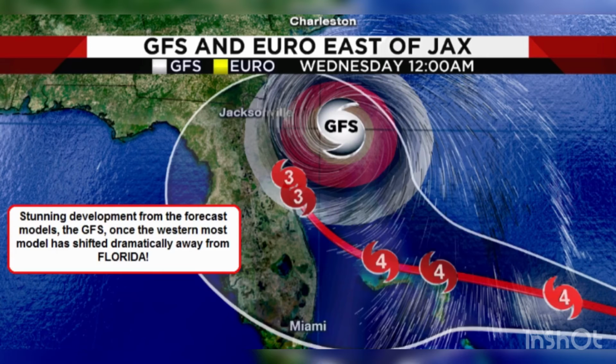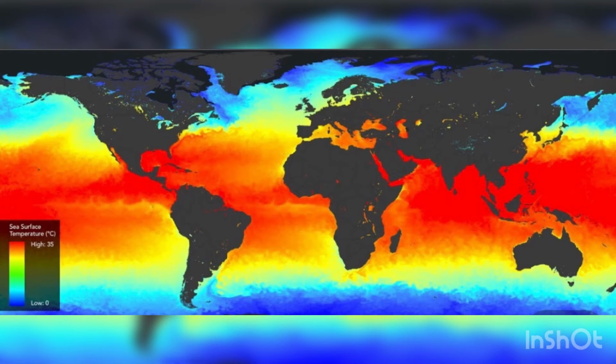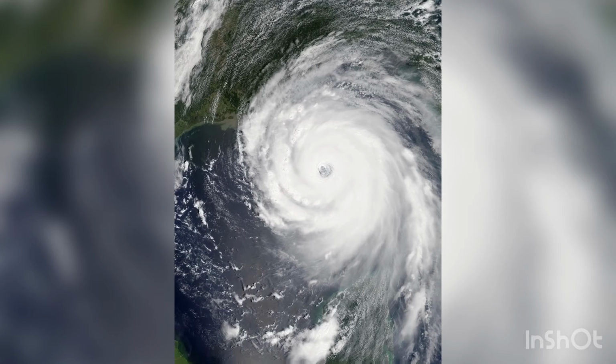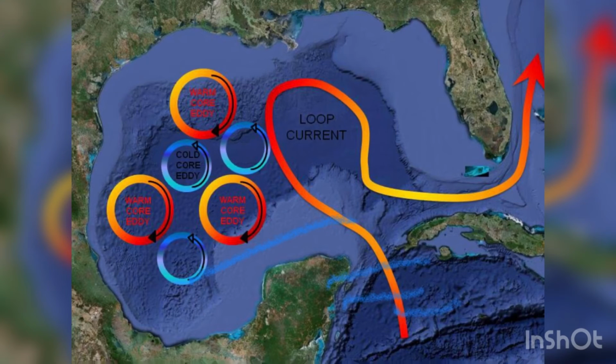But now see, the path and intensity are hard to track because changes are strongly affected by sea surface temperature and tropical heat potential. For example, Hurricane Katrina rapidly intensified after moving over a warm loop current in the Gulf of Mexico. A loop current is a warm ocean current traveling northward.